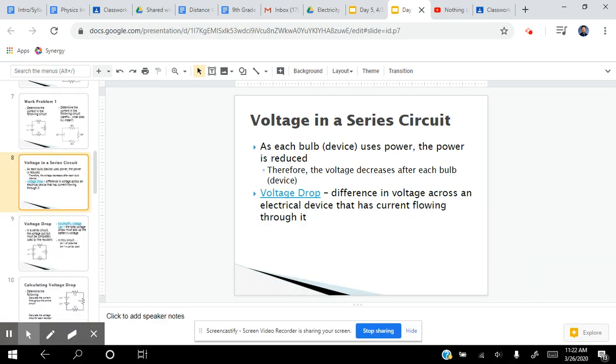All right, so voltage in a series circuit. Each bulb or any kind of resistor that you have uses a certain amount of voltage. So every time a device is used, it's using voltage. Therefore, the voltage is going to drop. We call it a voltage drop. It's going to decrease after every single device. So the voltage drop is just the difference in voltage across an electrical device, or you can think of it as the amount of voltage that is being used by that bulb or by that resistor.